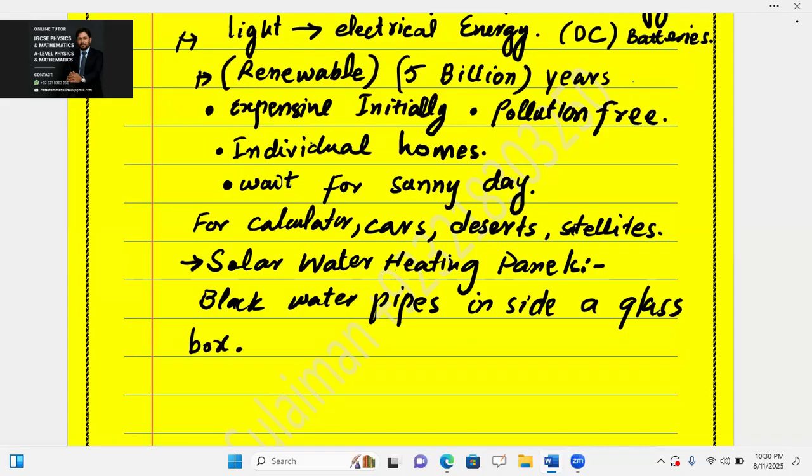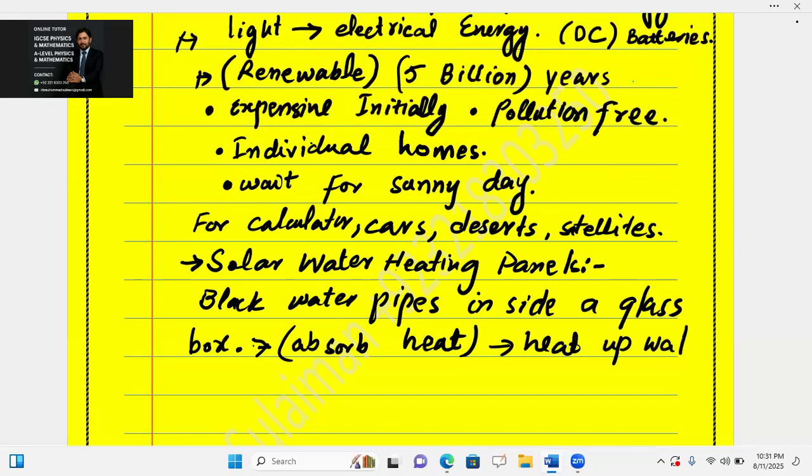Box should be available over there. I will say in detail that the glass lets the energy from the sun in, which is then absorbed by the black pipes and heats up the water. These black pipes absorb heat because black is a good absorber, and it increases the heat of the water.